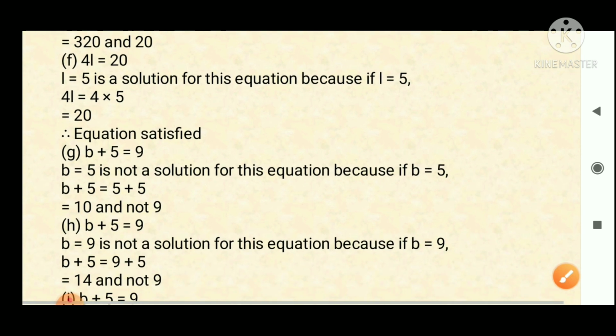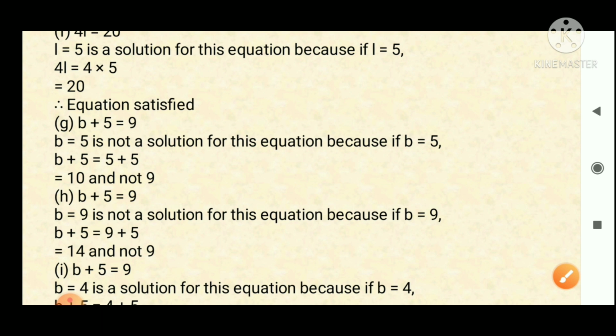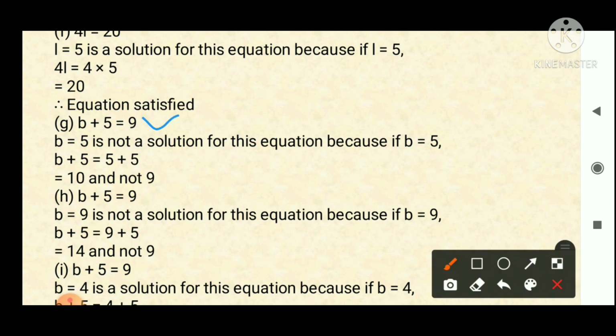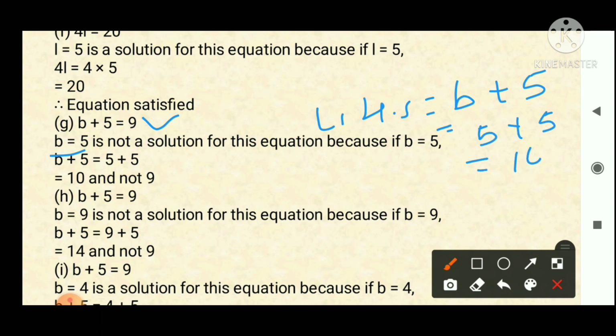Now next equation, b plus 5 is equal to 9. The left hand side of this equation is b plus 5. Here the value of b is equal to 5. Now if you put the value of b is equal to 5, we get 5 plus 5, 10. But the right hand side is 9. So here it is not equal to the right hand side. So the equation is not satisfied. So b is equal to 5 is not a solution for this equation.